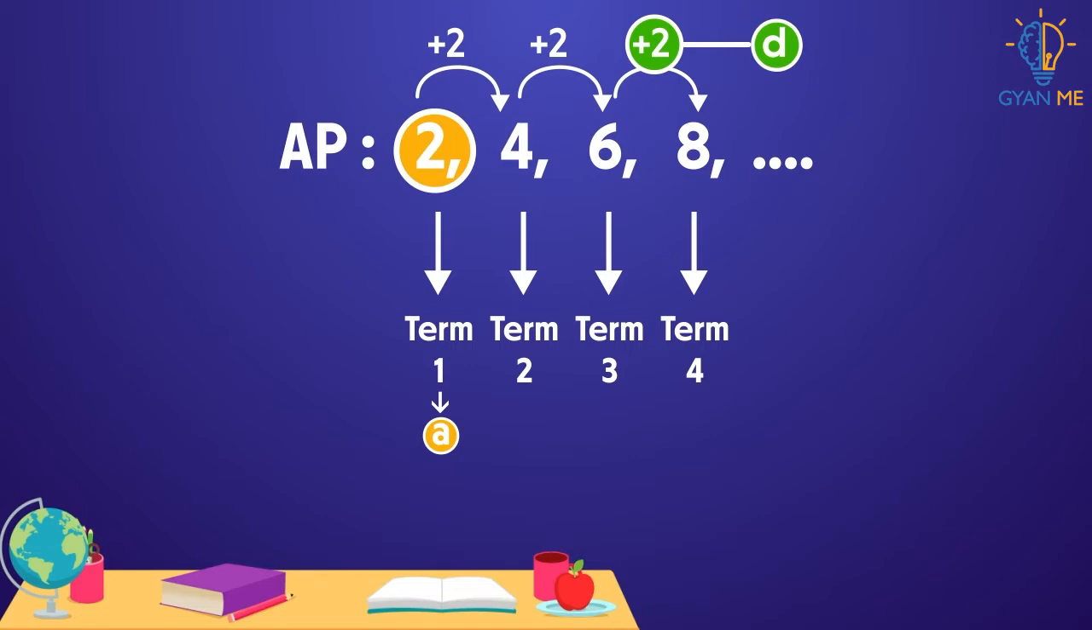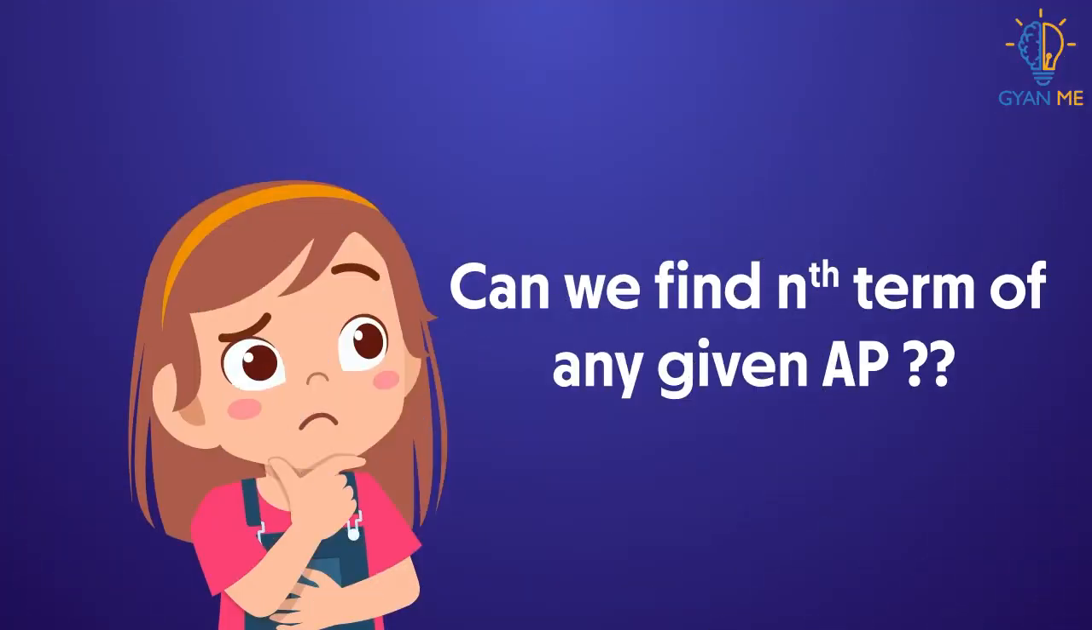So we can write general form of AP as A, which is first term, A plus D, second term, A plus 2D as third term, and so on till the nth term, which is A plus nD. But students, we ended our previous video with a question. We asked you, can we find nth term of any given AP? Let us answer this today.